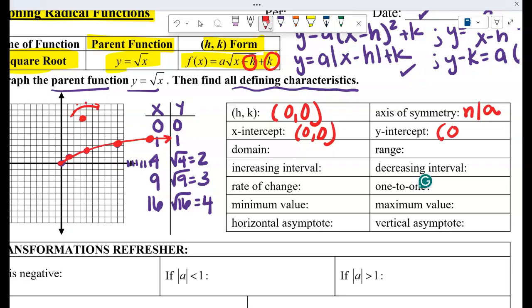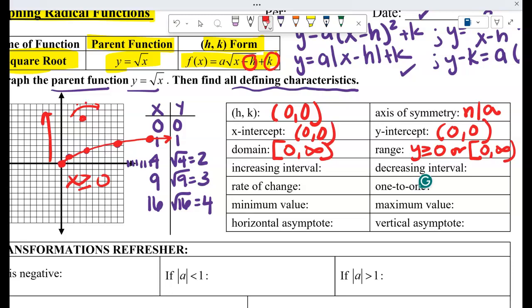Y-intercept happens to be the same exact dot as the x-intercept, so (0, 0). This is a closed dot, so x is going to be bigger than or equal to 0 for your domain, or I'm going to use bracket 0 to infinity. The range is the same thing, right? It goes up forever, so y is bigger than or equal to 0, or write this answer as well, 0 to infinity.